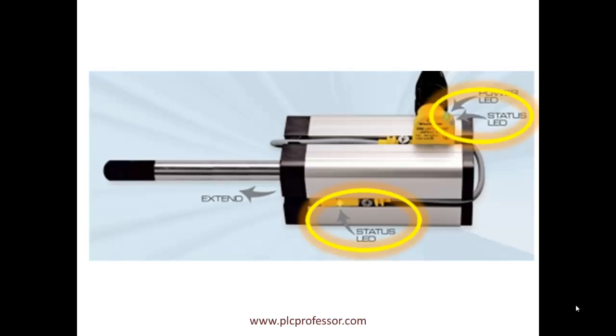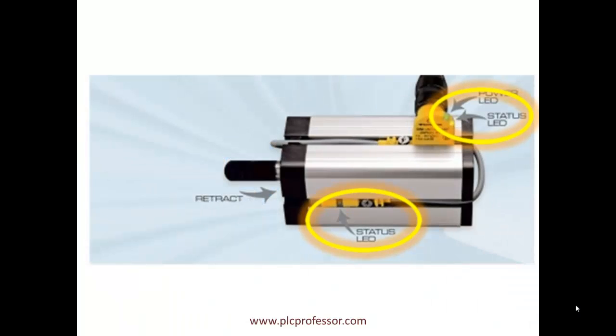Now we apply compressed air to the opposite end of the cylinder and the piston is forced back into the cylinder into the retracted position. Notice that the status LEDs reflect the retracted position. We are going to revisit these two sensors later on in this presentation, so please remember them.